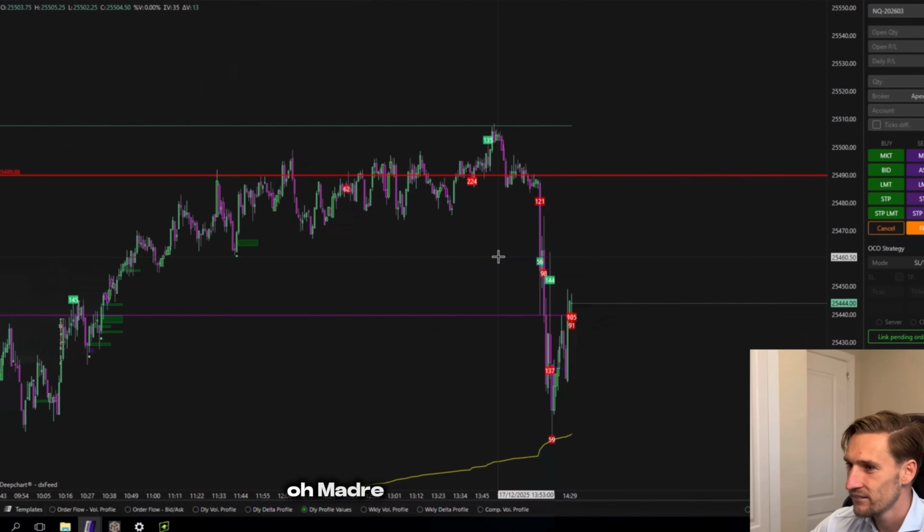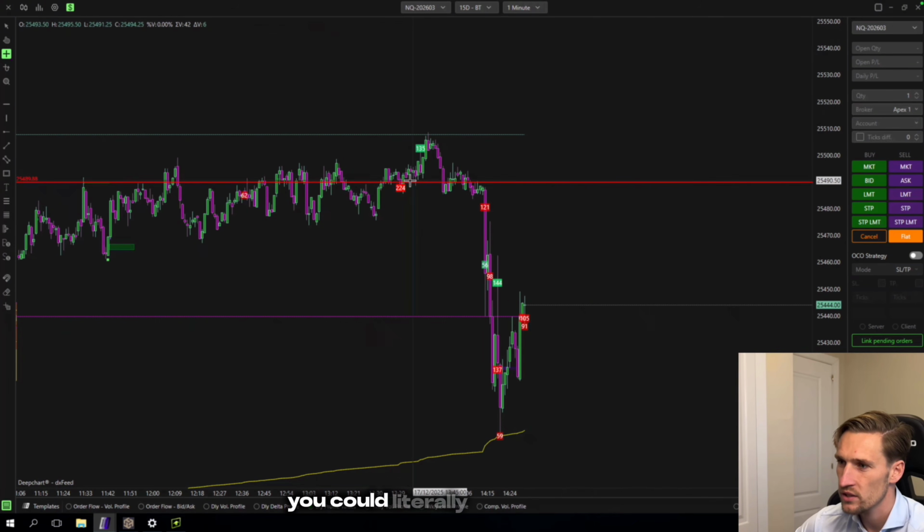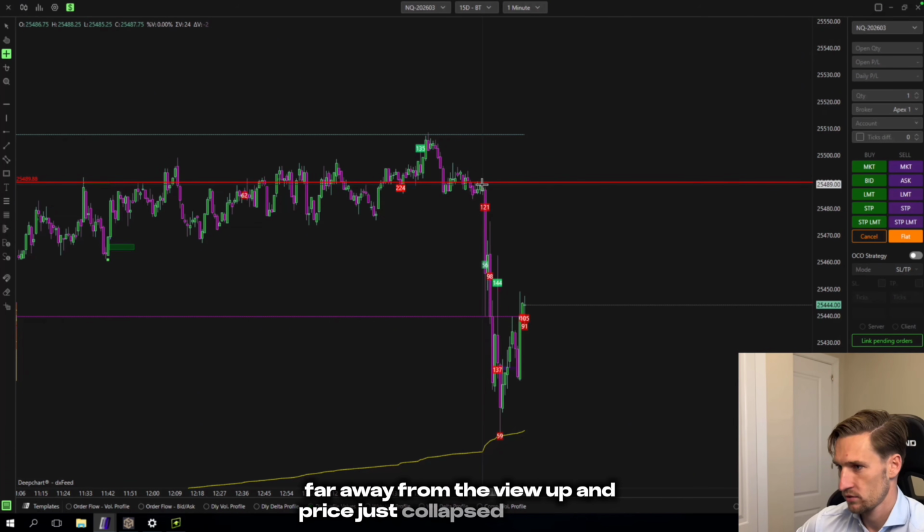Let's remove it. All right, let's see if price reacts to... Oh, madre mia, look at this, guys. This is quite insane, right? You could literally see this coming. Buyer is getting completely absorbed. We are super expensive, far away from the VWAP, and price just collapsed completely.